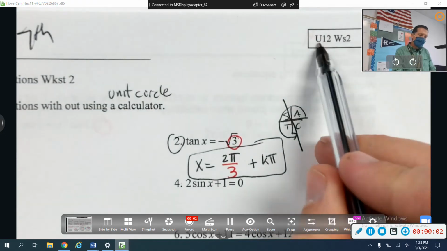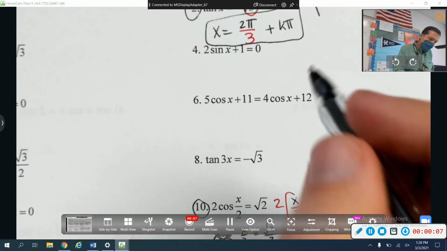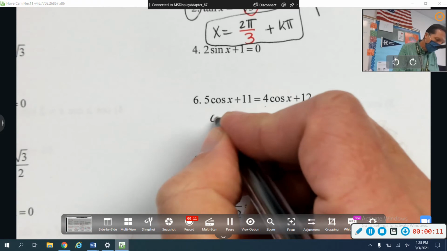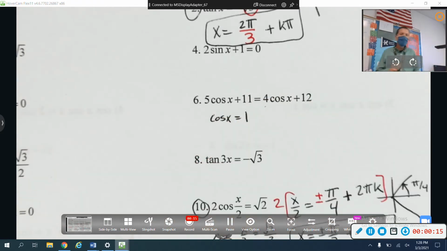All right, looking at Unit 12, Worksheet 2, let's look at number 6. I was going to move some things around. I'll subtract the 4 cosine x from both sides. Subtract 11 from both sides. So I get cosine of x equals 1.